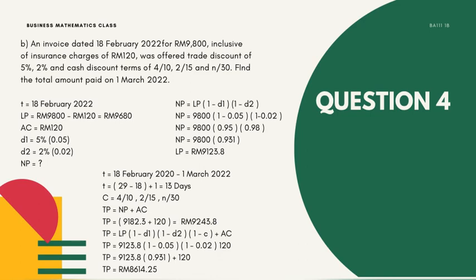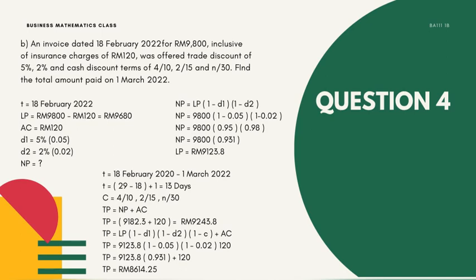So the NP equals LP bracket 1 minus D1 bracket 1 minus D2. So NP equals 9,800 bracket 1 minus 0.05 bracket 1 minus 0.02. So we will get RM9,123.80. The last step is t equals 18 February 2022 to 1 March 2022. That is 29 minus 18 plus 1, which will be 12 days.